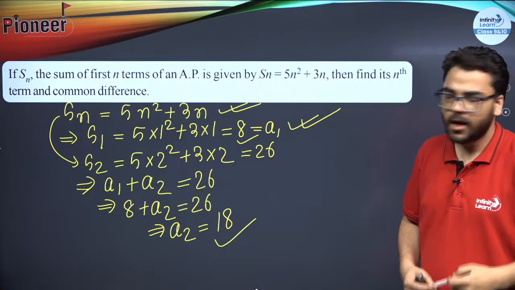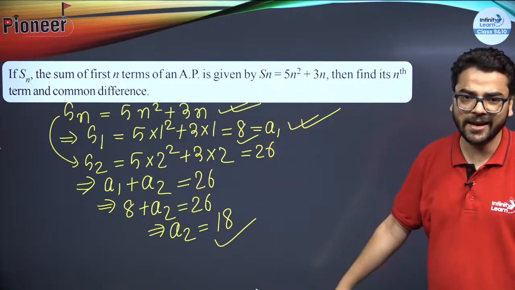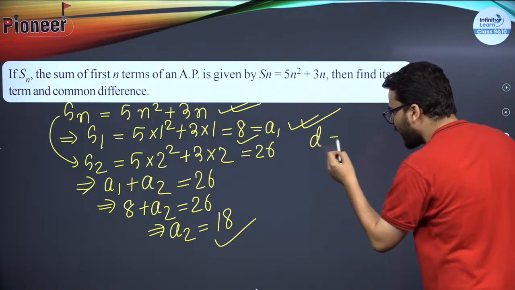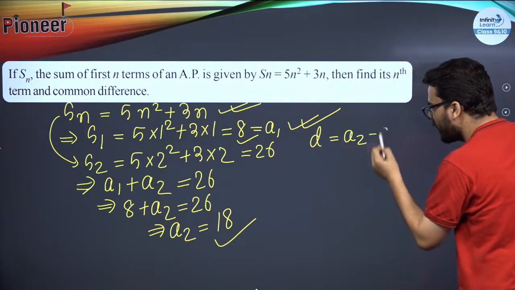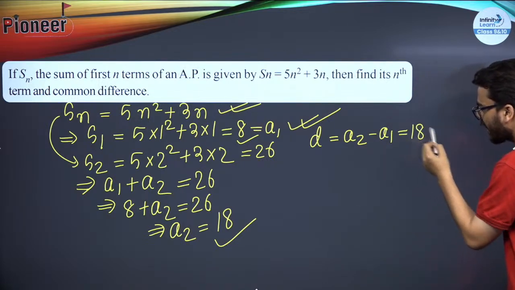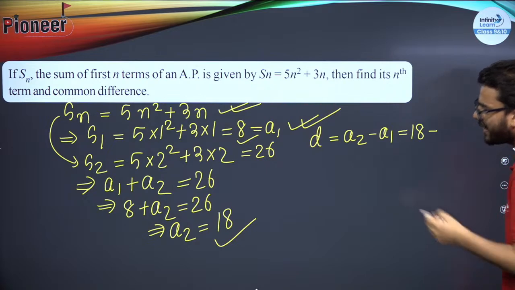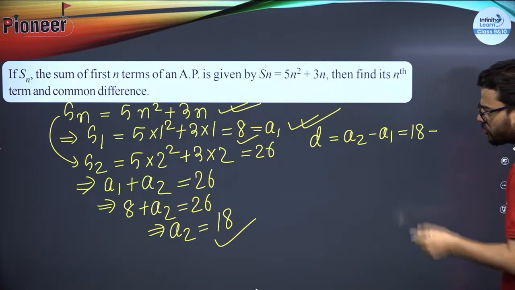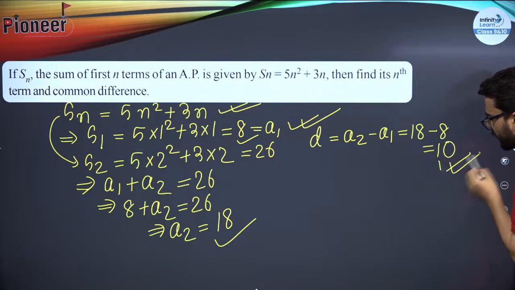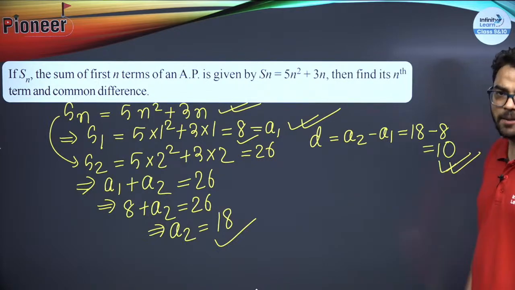Is it clear? Now if you know the first term and the second term, what is the common difference, guys? Common difference will be A2 minus A1. That is the common difference. You already know this formula. So A2 over here is 18 and the first term over here is 8. So the common difference of this AP is going to be 10. Any doubt in this question, guys, up till here?